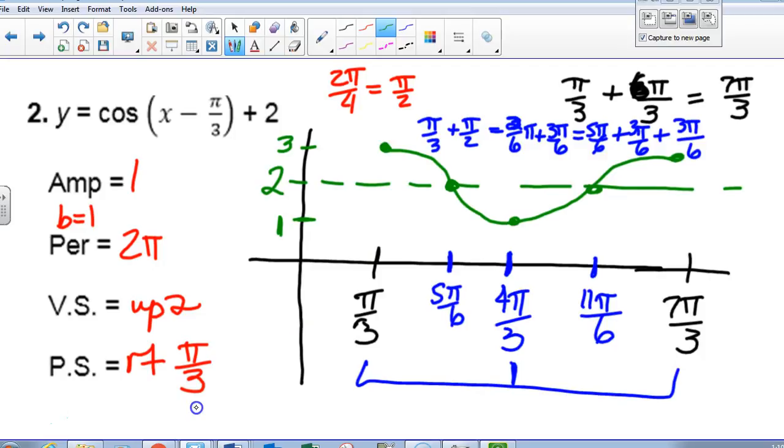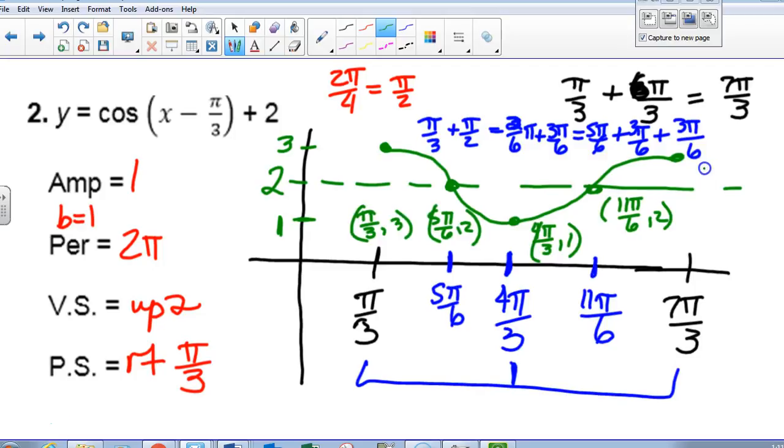Is that good enough, or do you want me to write the ordered pairs? Ordered pairs. This would be pi over 3, 3; 5 pi over 6, 2; 4 pi over 3, 1; 11 pi over 6, 2; and 7 pi over 3, 3.